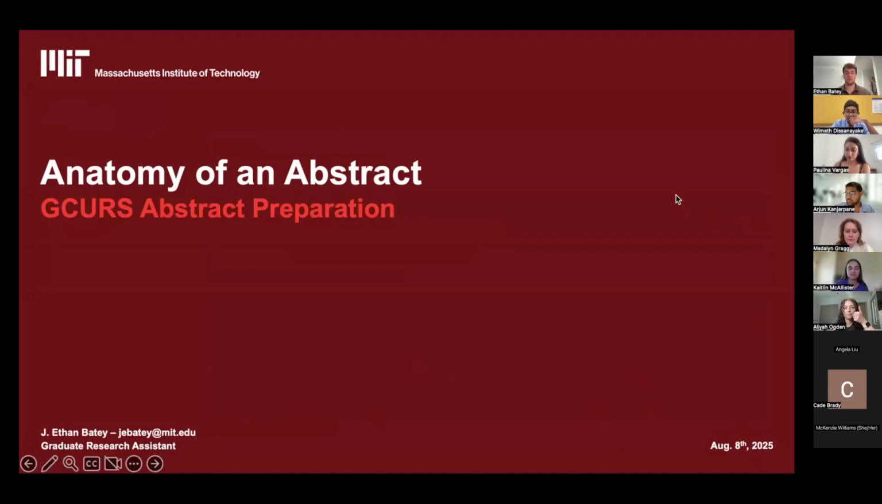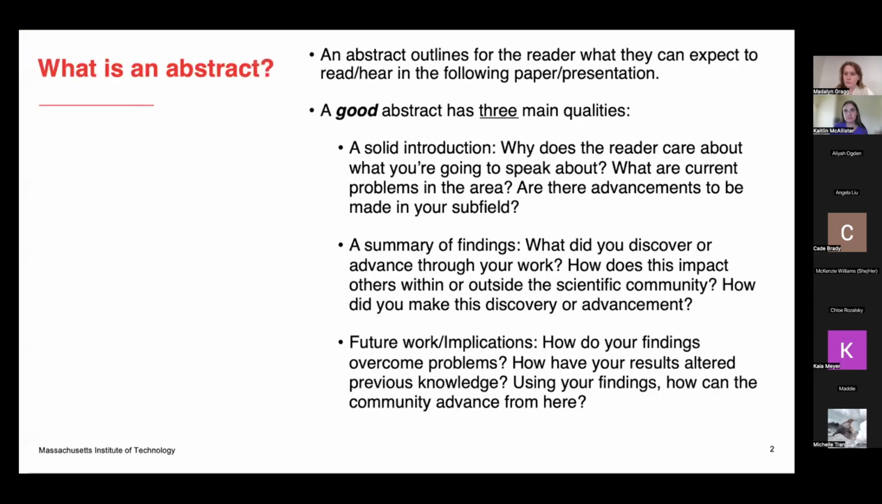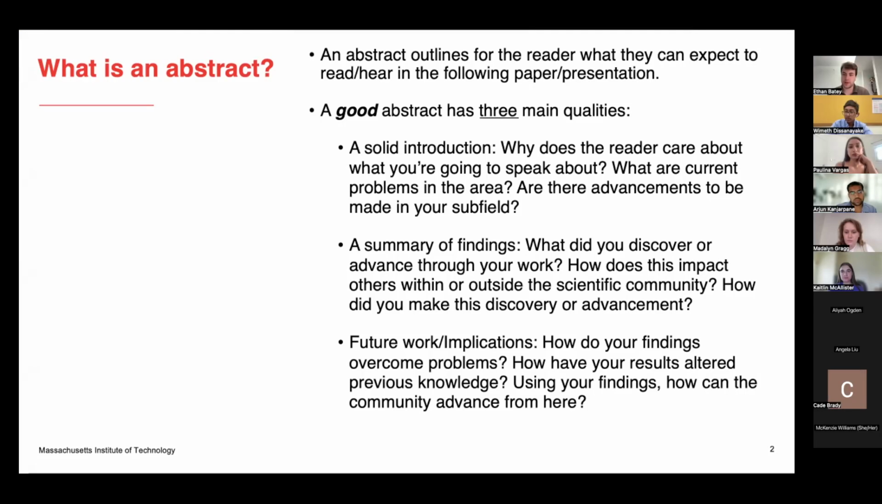Good. Okay, cool. So this is just a quick, I'm going to take 4 or 5 minutes here, and we're going to outline the anatomy of an abstract, what it looks like, what it should include, and then I have a couple of examples here as well. So, to begin, I like to think of three main parts of the abstract. Those are going to be an introduction, a summary of your findings, and future work or implications of the findings. Really, if you have these three and they're well outlined and detailed, your abstract is pretty good.